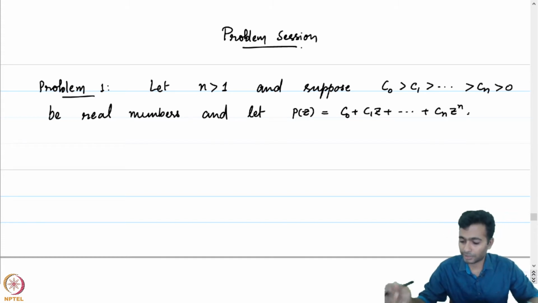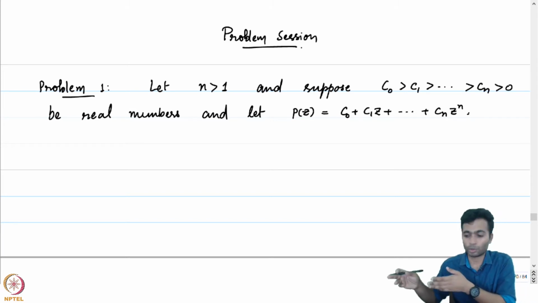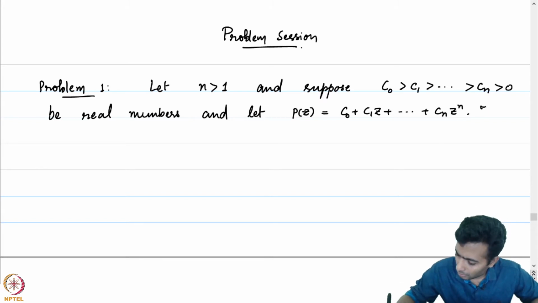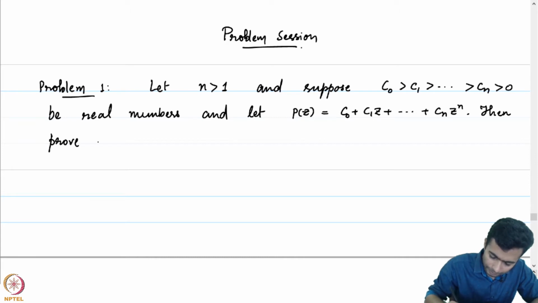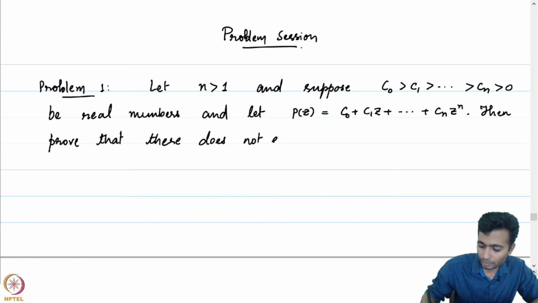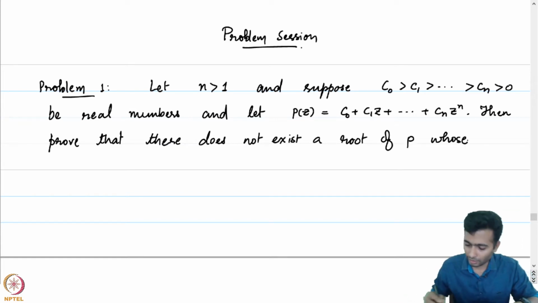The coefficients are special, they satisfy the condition that C0 is greater than C1 is greater than C2, and so on up to Cn, all of which are positive real numbers. Then prove that there does not exist a root of P whose absolute value does not exceed 1.